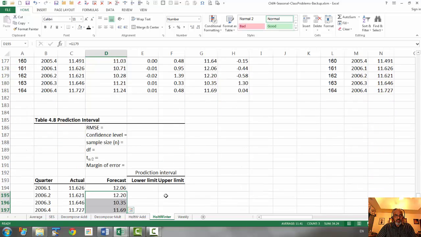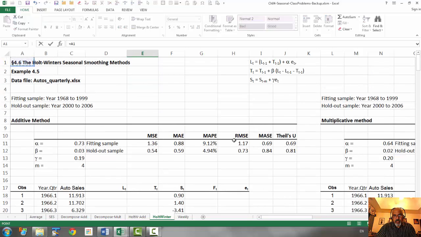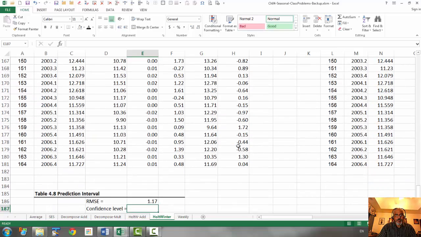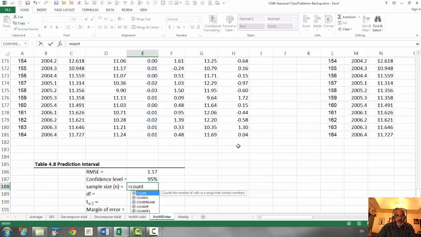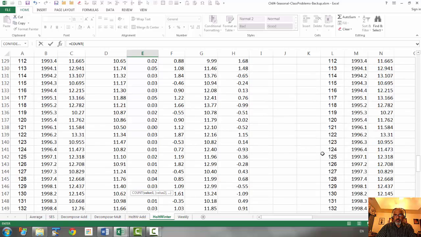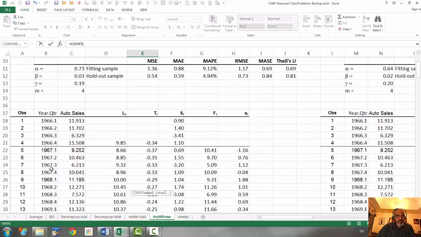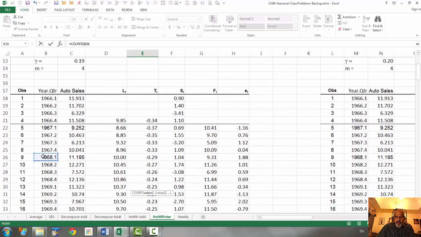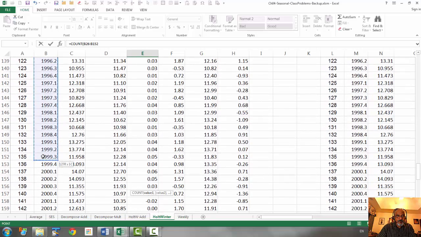Okay, so now to set up the lower and the upper limit, we have to start with RMSE, and that comes from the fitting sample RMSE. Okay, and say confidence interval, so we want 95% confidence interval. The sample size is the fitting sample size, so that will be, the fitting sample is, we do count of starting from 1968 to 1999.